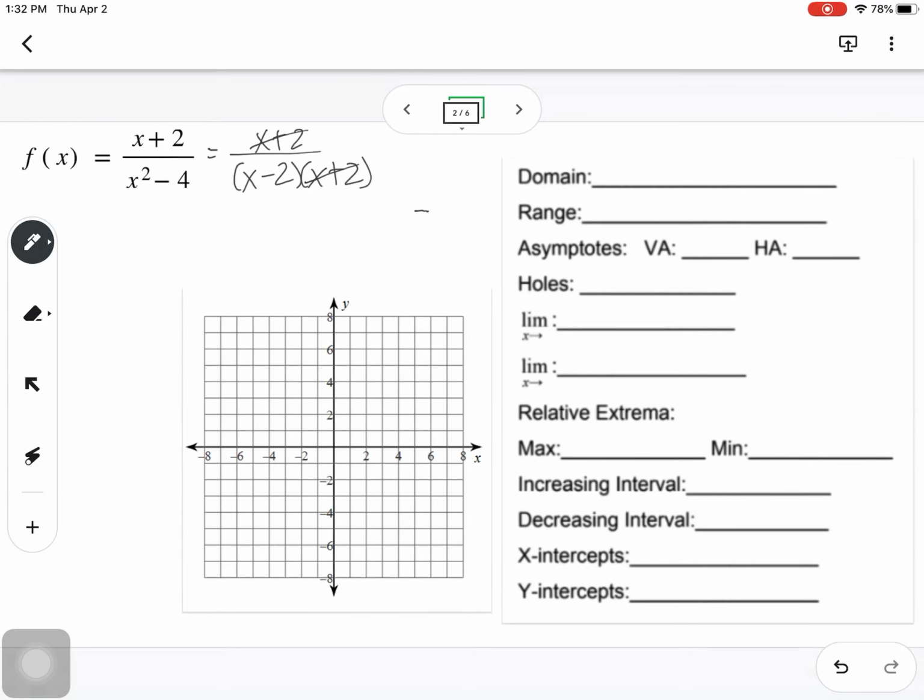Oopsies. And then the x plus 2's can cancel, and it is important that you remember that x minus 2 is going to stay on the bottom. So this is really the equation that we are going to work with. It's going to be much easier than dealing with this entire equation over here.